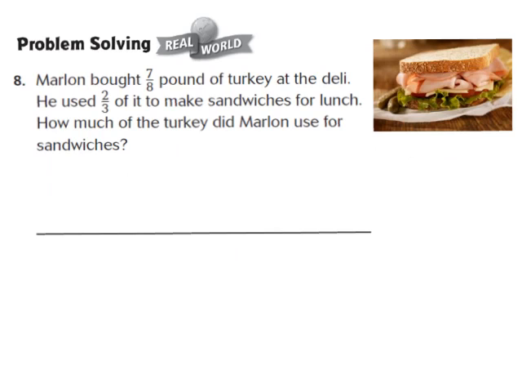So what we know is this. We know that Marlon bought 7/8 pound of turkey at the deli, and he used 2/3 of it to make sandwiches. So in order to find how much of the turkey Marlon used for sandwiches, our problem becomes we have to find 2/3 of 7/8. Now remember, once again, that little word "of" just represents multiplication.